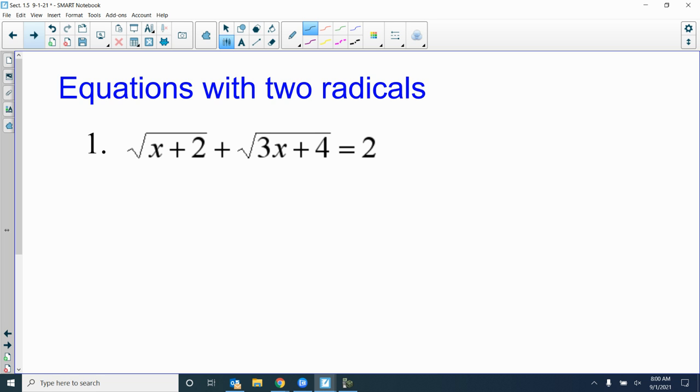Okay. If you come up with an equation with 2 radicals, before you square both sides to get rid of a radical, you want to at least isolate one of the radicals. Get it by itself, otherwise it won't work. So we need to isolate one of the radicals.